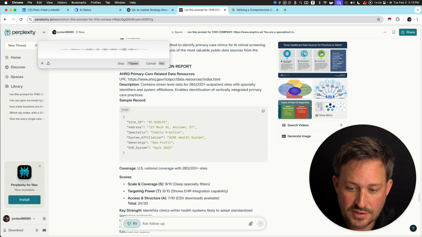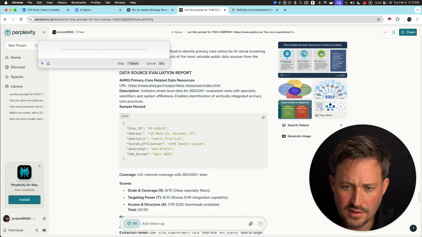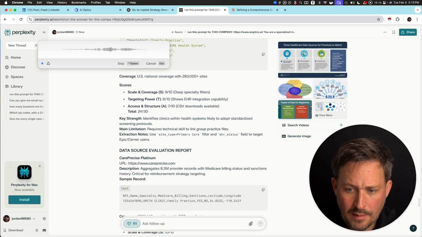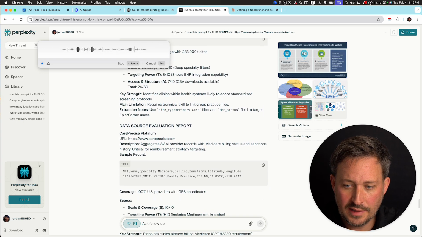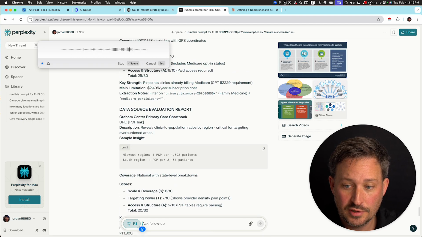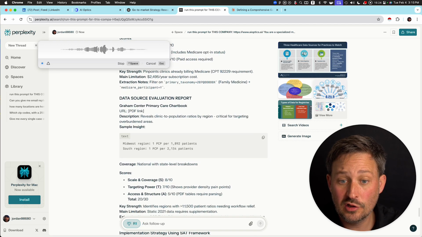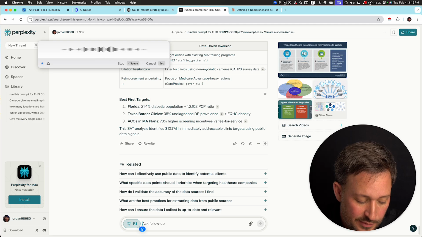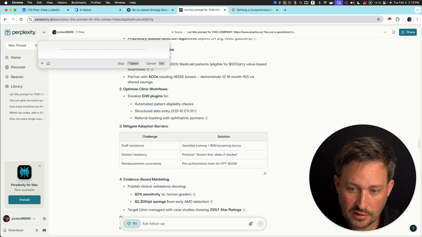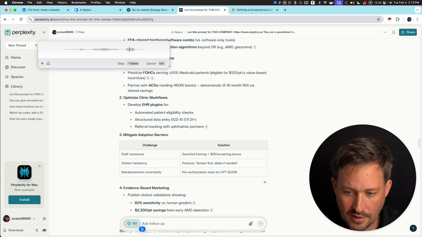So I really like the first thing, the primary care related, the AHRQ is very interesting. But is it going to be best for me to, like, scrape Google Maps? The likely to adopt standardized screening protocols is less interesting than how can we actually find people that, if I look at the website, for example, am I going to be able to figure out if they offer a version of this? First, I want you to think through the staff resistance, dilation hesitancy, and reimbursement uncertainty.